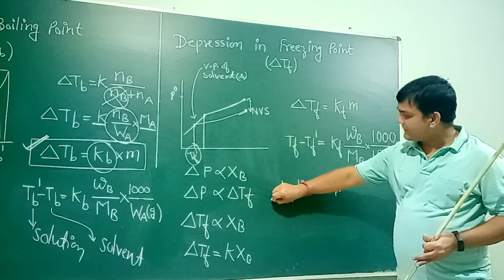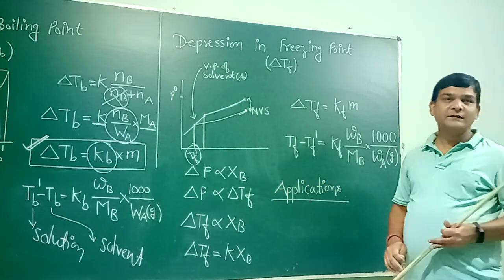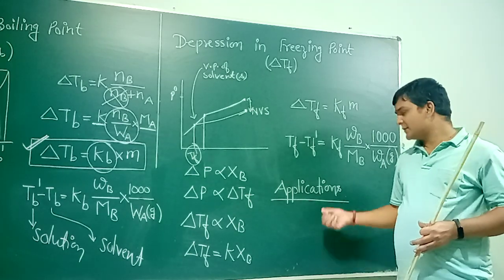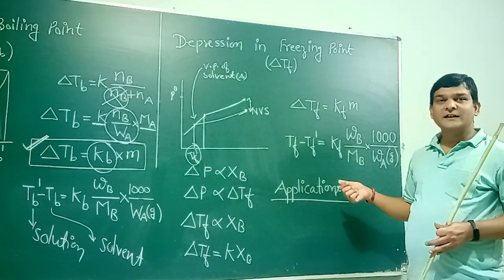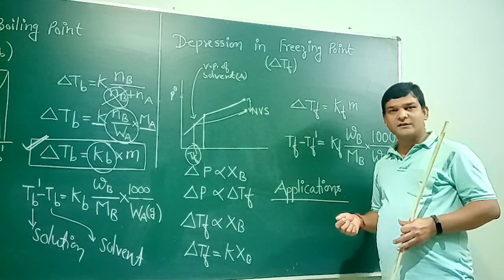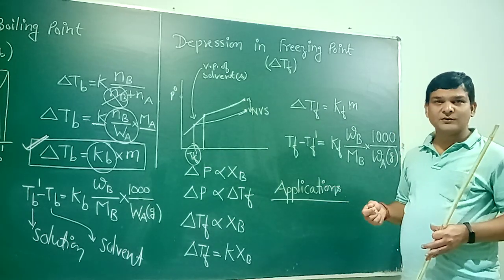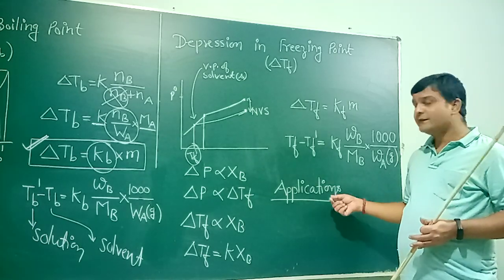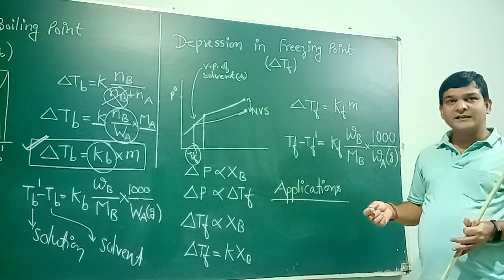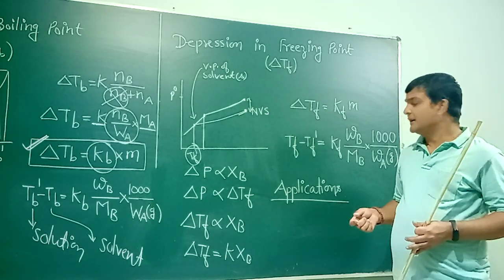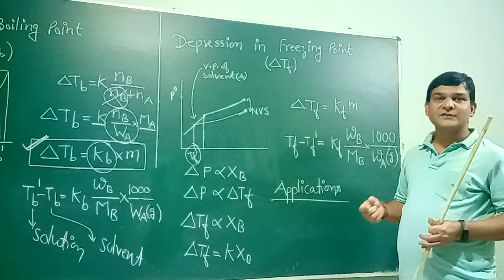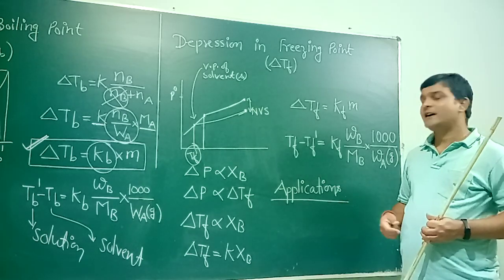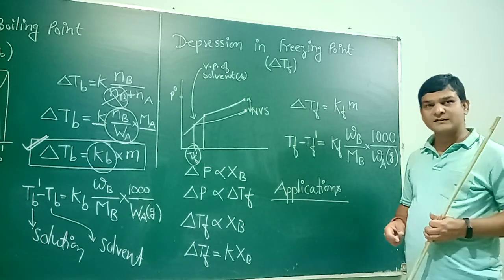There are a few common applications of depression in freezing point in day-to-day life. Especially three applications you have to remember. First, you may be asked why sodium chloride or any other salt is poured over snow after snowfall. The answer is that sodium chloride or salt acts as a non-volatile solute. It will decrease the freezing point of snow, and therefore the snow can easily melt. It flows and it helps in clearing the roads.